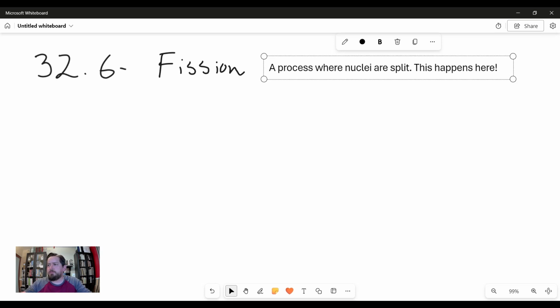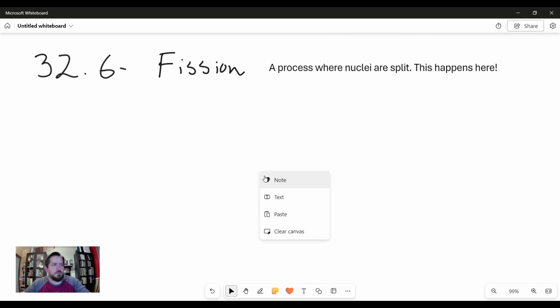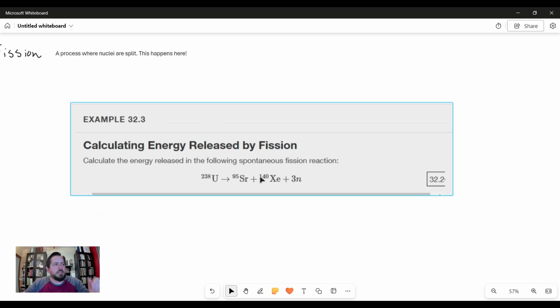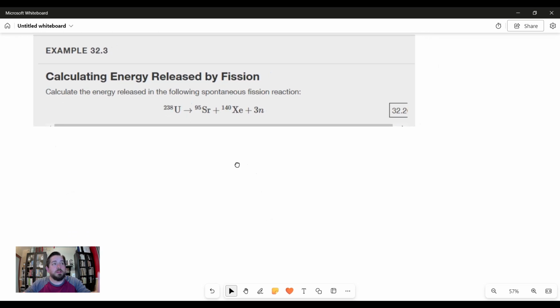So we have a question just right off the bat here. Calculate the energy released in the following spontaneous fission reaction. So this is a uranium that just breaks apart into strontium and xenon, and then there are 3 neutrons that are released. So we need to know some of the masses in order to do this.